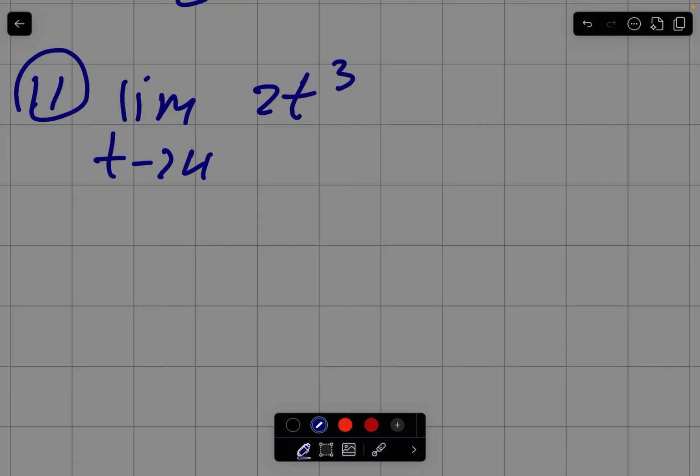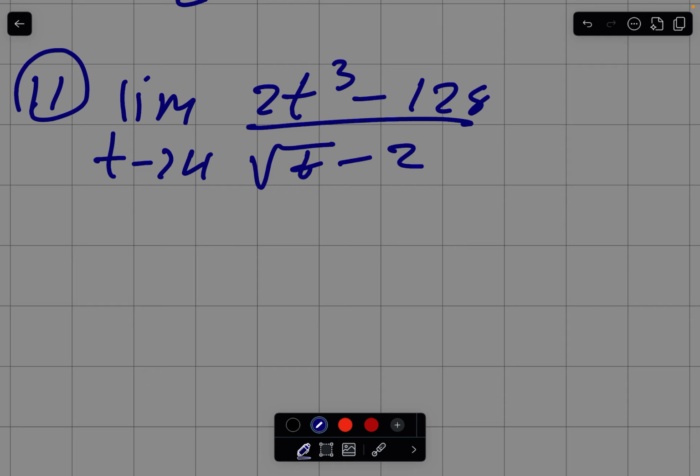We have 2t cubed minus 128, all divided by the square root of t minus 2. Let me see, I lost that question. First thing first, if you substitute that, you'll get undefined, meaning you will have to rationalize.